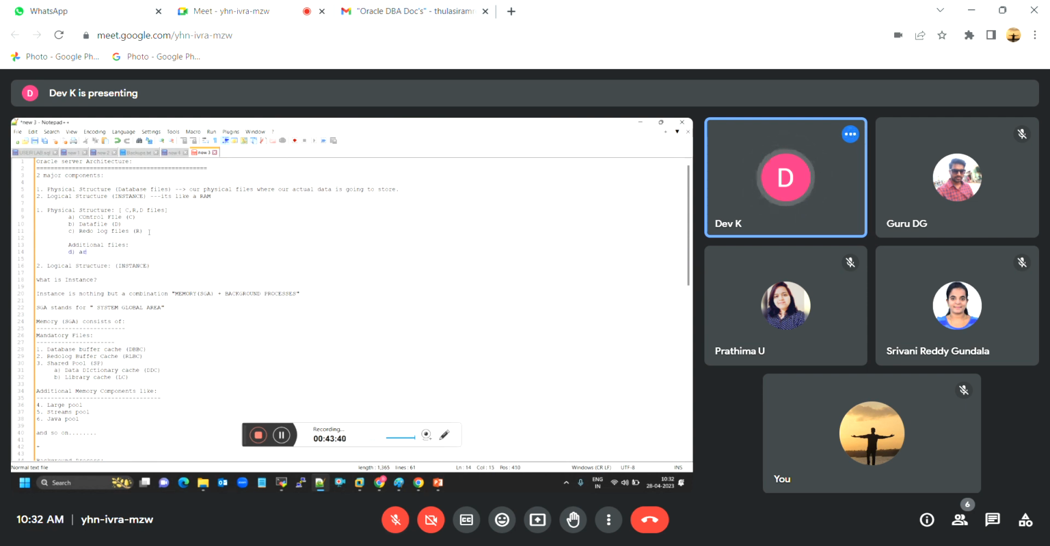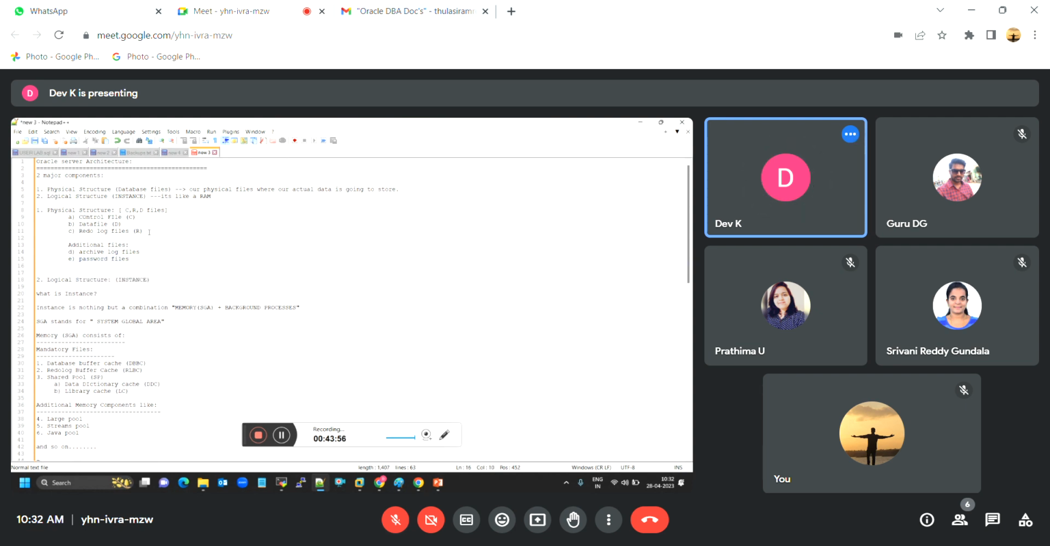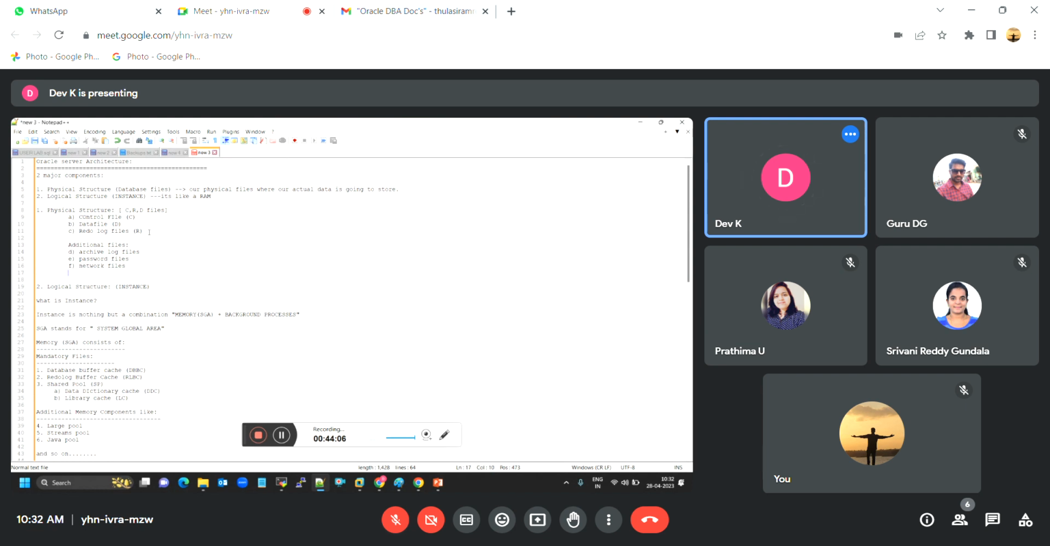What are the additional files? Like archive log files, password files, network files, parameter files, and so on. Okay.